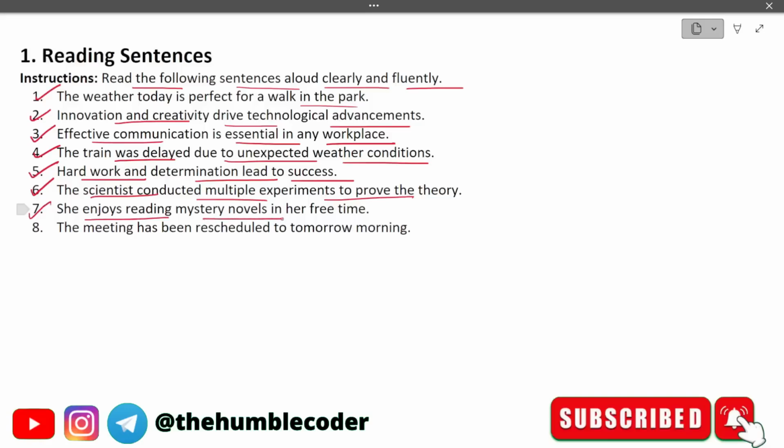She enjoys reading mystery novels in her free time. The meeting has been rescheduled to tomorrow morning.